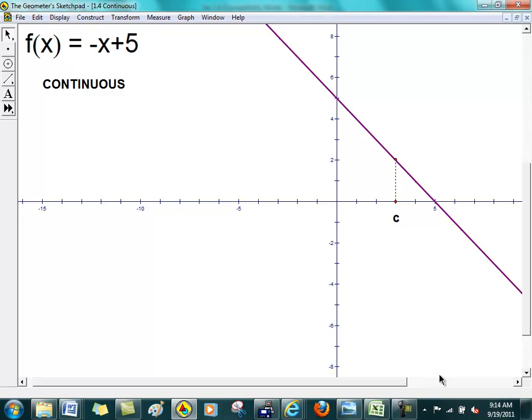The limit exists. Does the limit exist? Yeah, if you go on this graph from the left or the right of C, does it approach the same number? In this example, what number is it? 2?